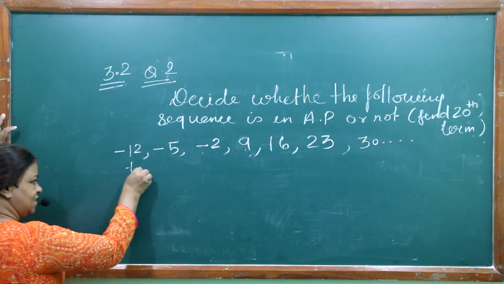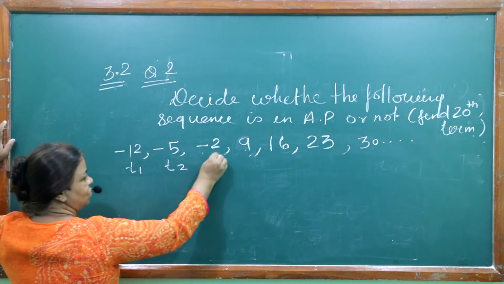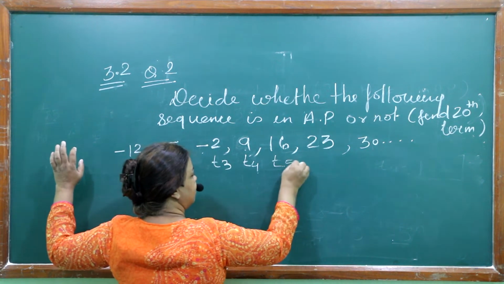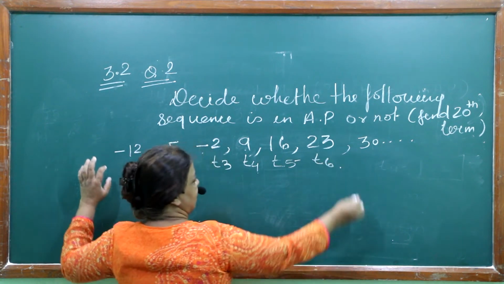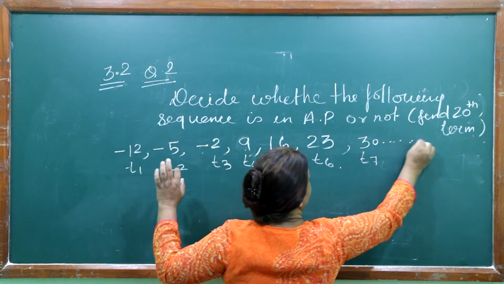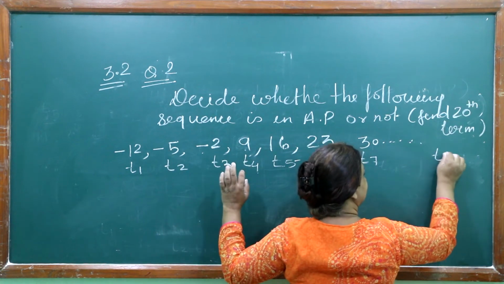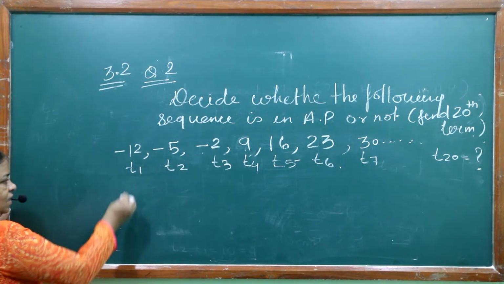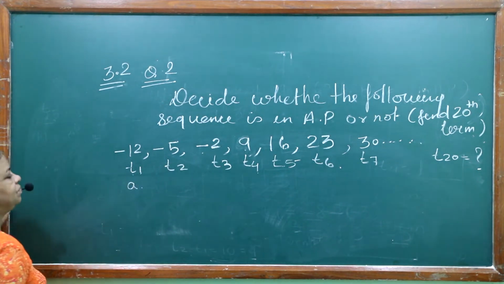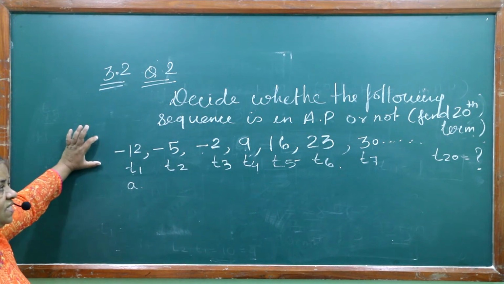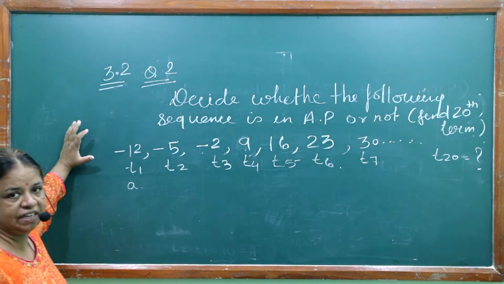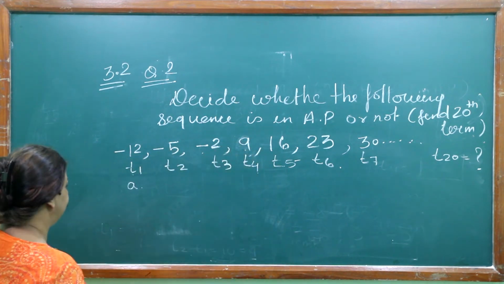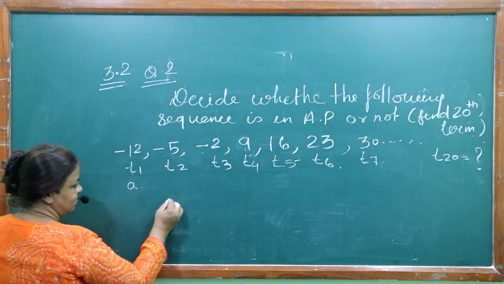Yes children, this is T1, T2, T3, T4, T5 and T6, and this is T7. And we need to find out T20. T1 is also known as A. We want to find out whether the sequence is in AP or not. So you know very well, in the previous exercise we have done.